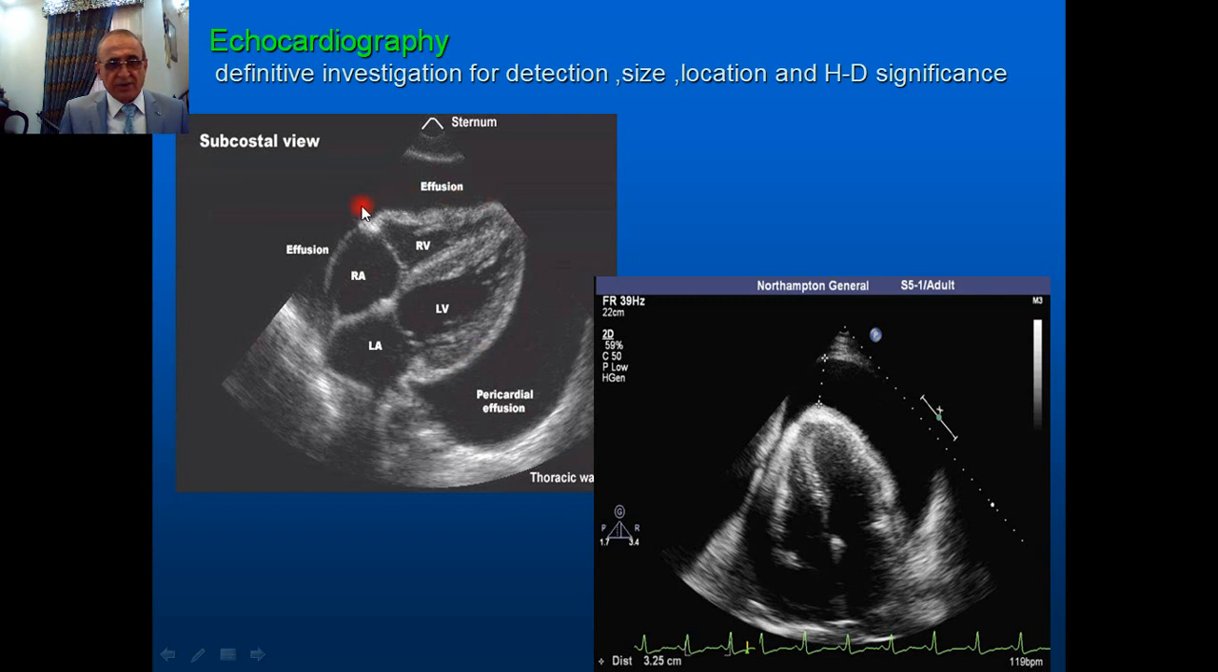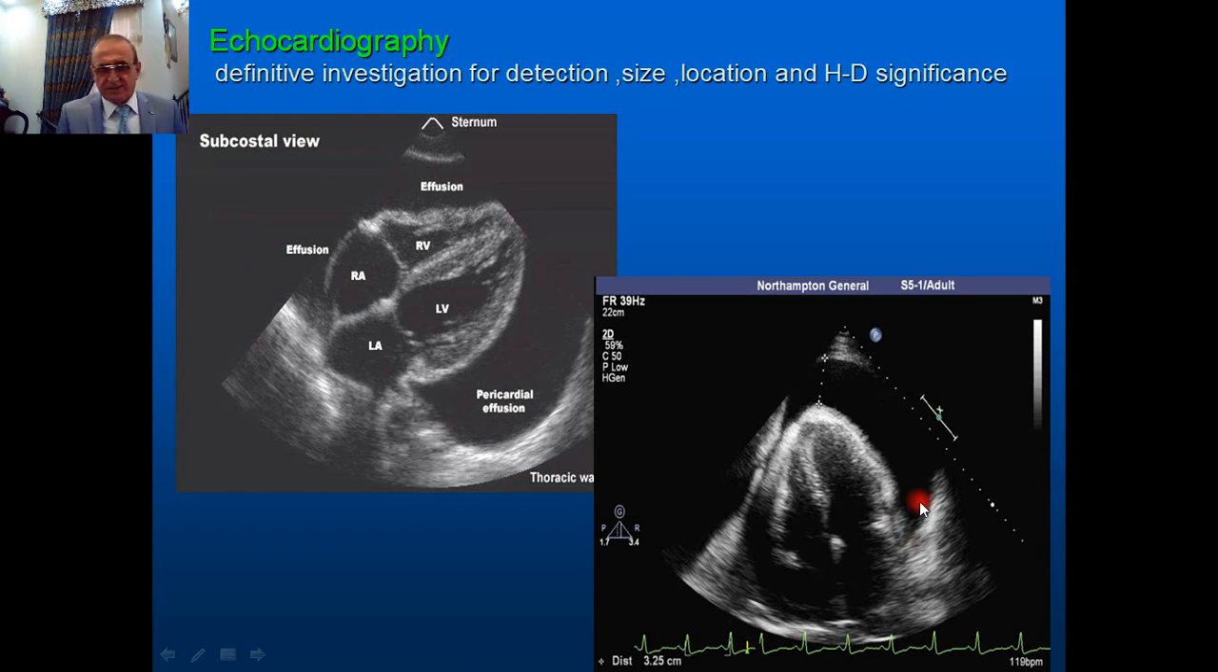This is a normal heart. These are the atria and these are the ventricles, and this is the interventricular septum, and this is the interatrial septum, and these are the tricuspid and mitral valves. This is the chest wall. In between these two, you can find clearly this black area, which is the fluid around the heart. Although you can see the position of the chambers looks a bit not normal to you.